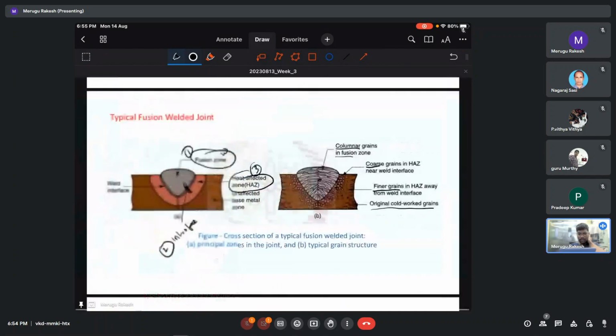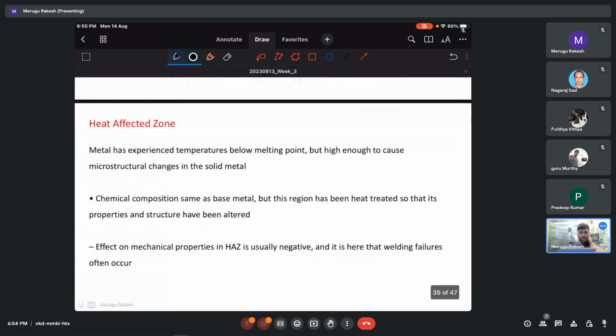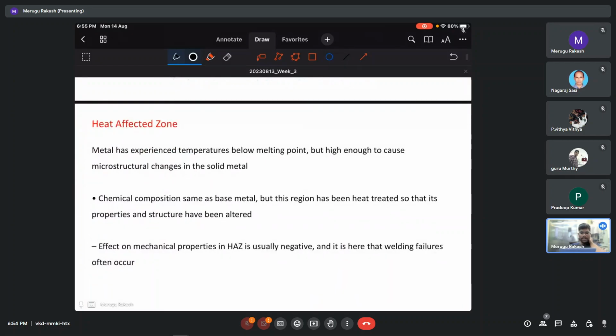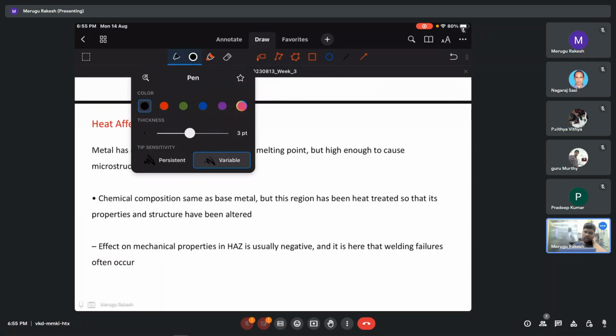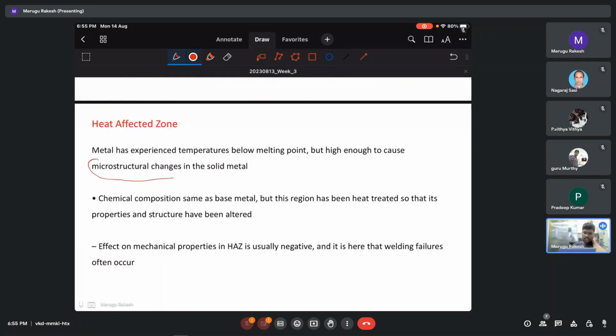So let us see what happens in the heat affected zone. Basically, the metal is not melted completely, but it has been exposed to high temperatures, so there are microstructure changes in the solid metal. The chemical composition is the same as the base metal, but this region has been heat treated so that its properties and structures have been altered. The effect on mechanical properties is usually negative, and generally you see these welding failures occurring at this heat affected zone. So studying this will be very important for us.